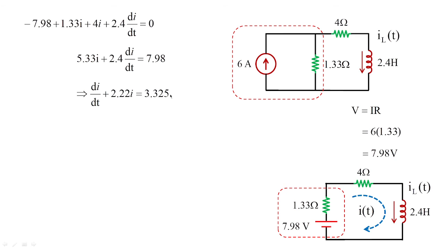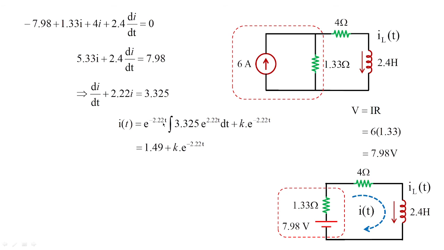So what will be the general solution for this? The general solution is I of t equal to e to the power of minus pt, so e to the power of minus 2.22t, integral of q e to the power of pt dt, plus k e to the power of minus pt. The q value is 3.325 and the p value is 2.22. This can be easily obtained as the integration of e to the power of 2.22t is e to the power of 2.22t divided by 2.22. So 3.325 divided by 2.22 will be 1.49, or approximately 1.5.